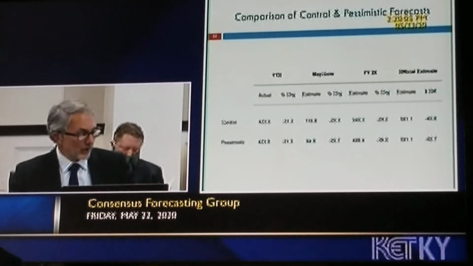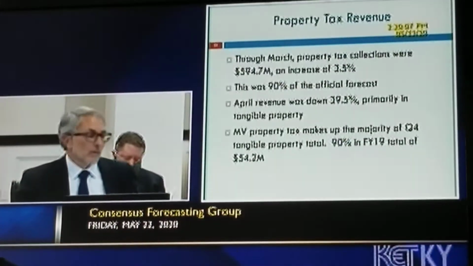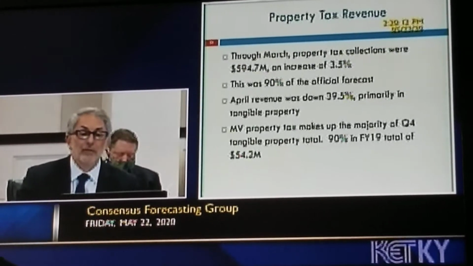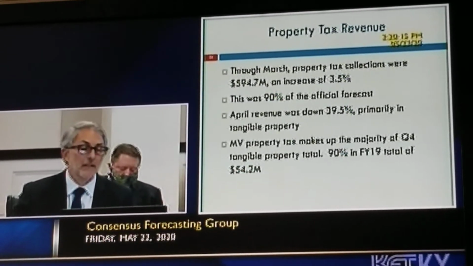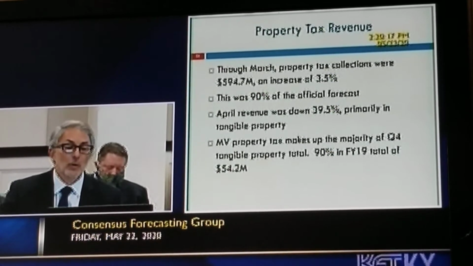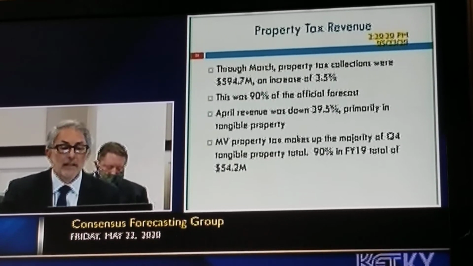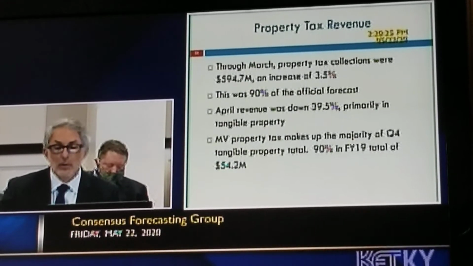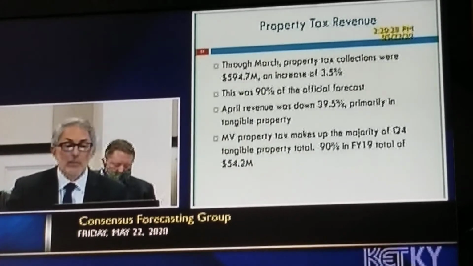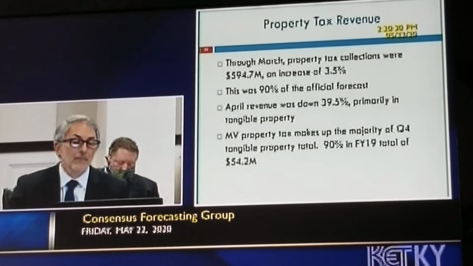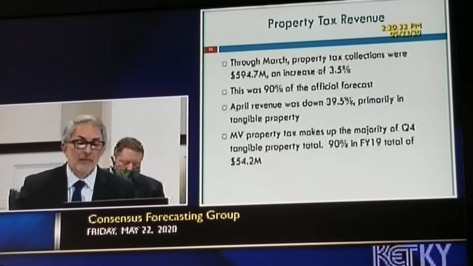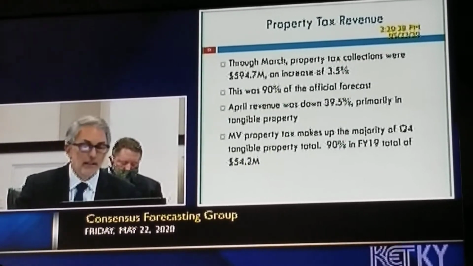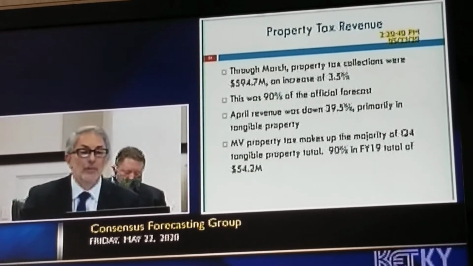Okay, so on the property tax, through March, collections were strong. We had increased 3.5% year-to-date. That was 90% of the official forecast. April revenue was down 39.5%, primarily due to the tangible property. The majority of that is going to be the motor vehicle property tax. So that's really what we collect in the final quarter. Most of the property tax comes in the first 3 quarters. We get about $75 million in the final quarter.